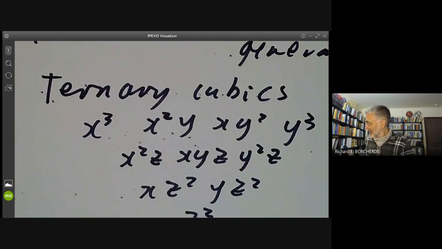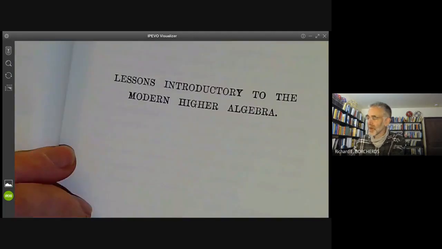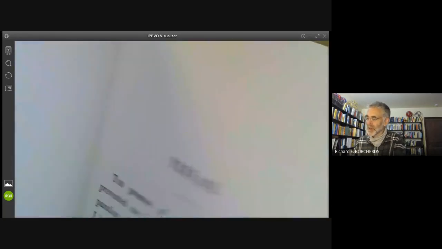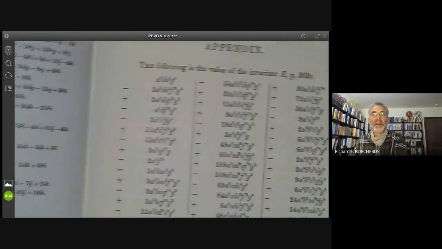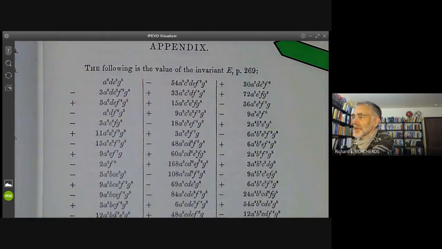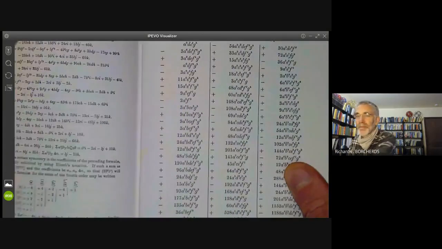Well, as impressive as that is, this is nothing compared to what people in the 19th century used to do. So here I have a book on higher algebra by Salmon. This is Lessons Introductory to Modern Higher Algebra. This is a 19th century book, which is, as far as I can figure out, an undergraduate textbook. And he has something on invariant theory. Here is his calculation of a certain invariant. This is invariant E. Let me show you it in its full glory. So it goes on for the entire page.